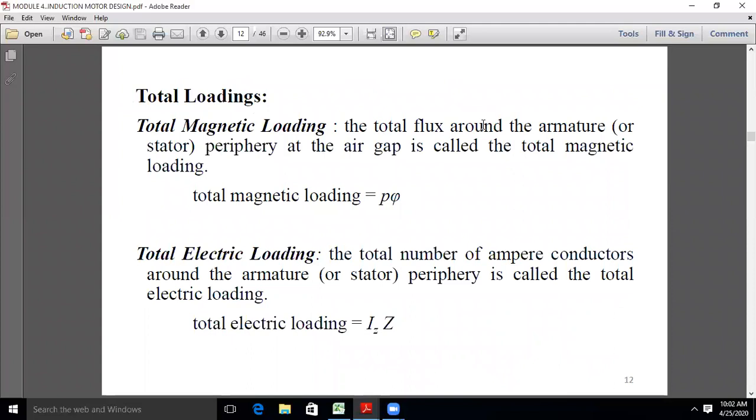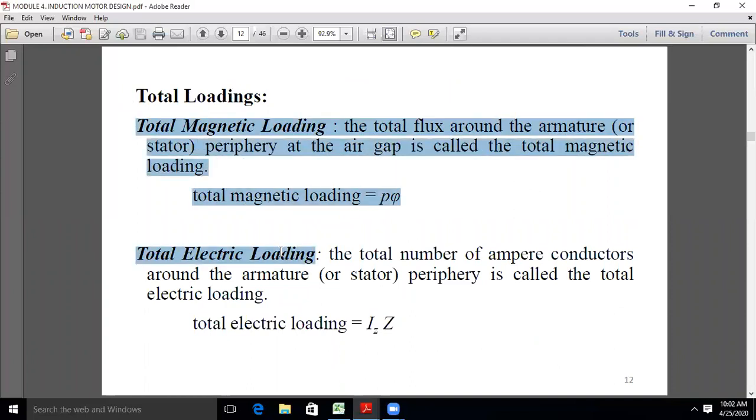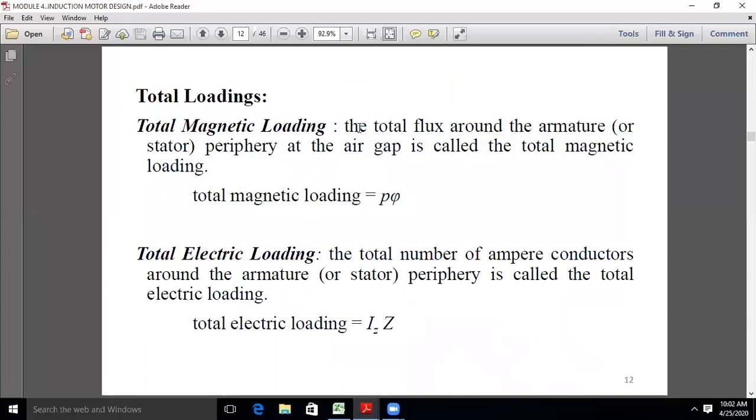Here, total loadings, which we already saw in the output equation. There are two loadings. One is the total magnetic loading. Let us define this. The total magnetic loading is nothing but the total flux around the armature or the stator periphery at the air gap. It is called the total magnetic loading, and it is given by P phi.